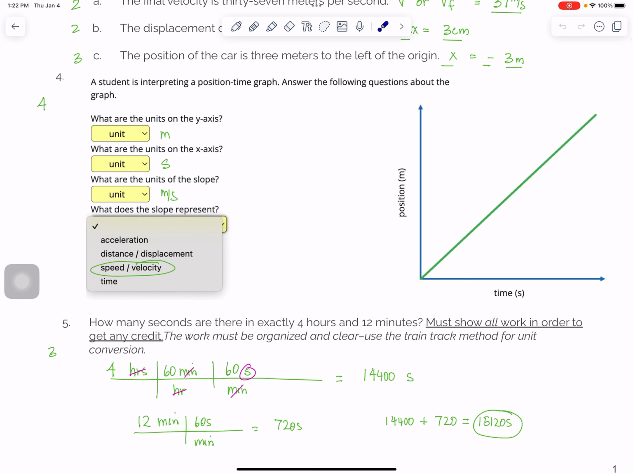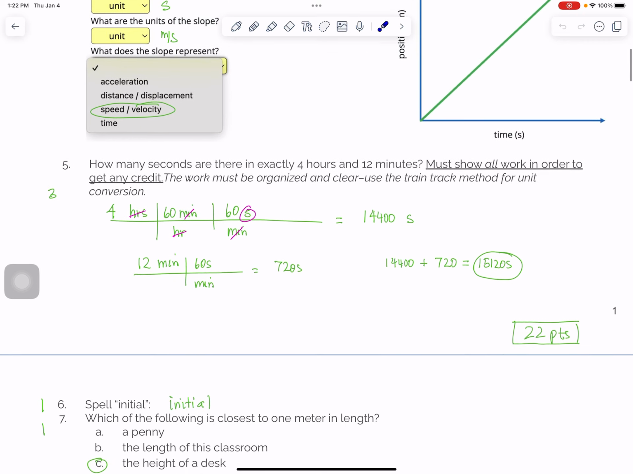Student is interpreting position versus time graph. Units on the y-axis are meters. Units on the x-axis are seconds. Units of the slope, so that's going to be meters divided by seconds, and that is the unit of velocity. Slope, remember, is y divided by x.